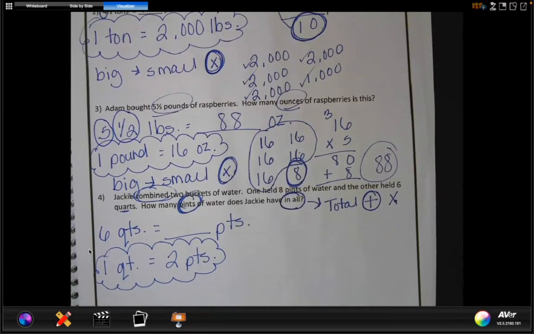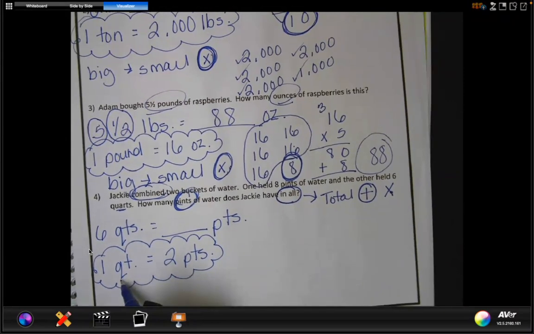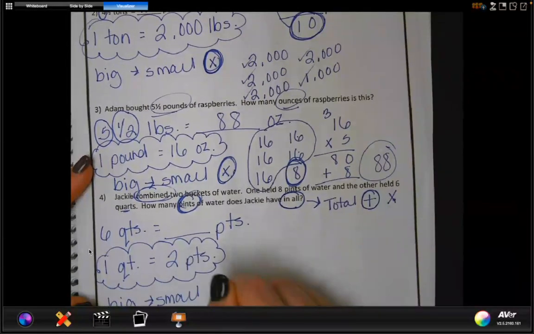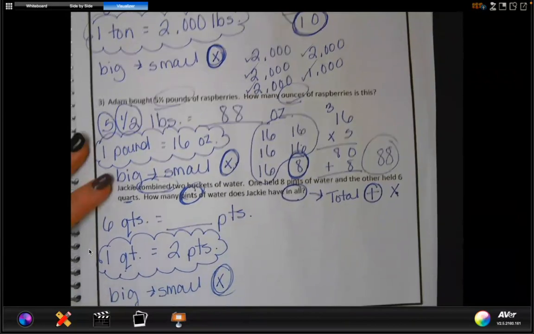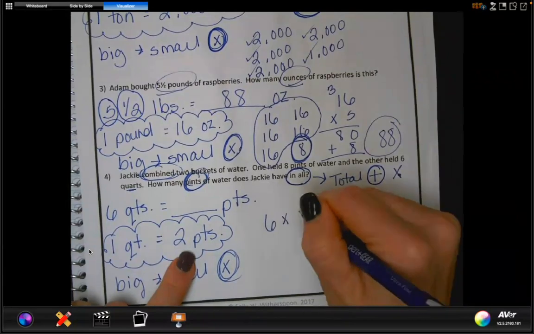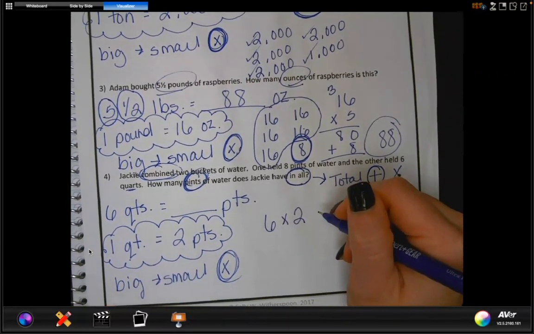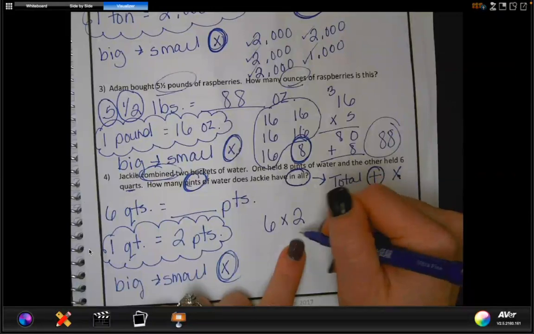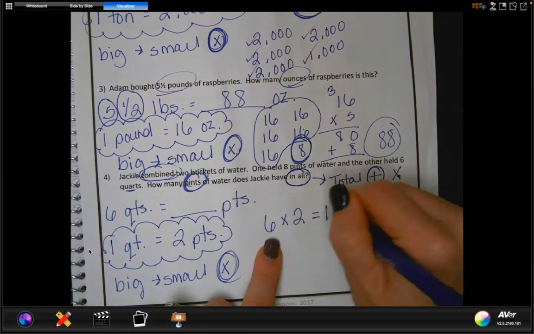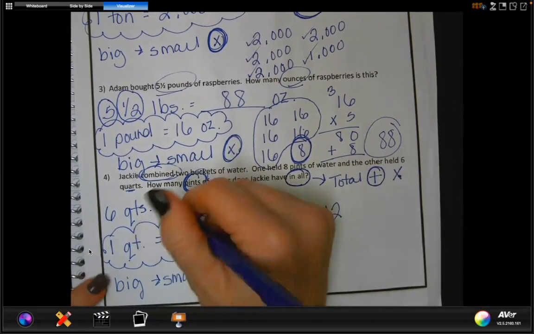Okay. And then from here, are we going big to small or small to big? If it takes 2 pints combined just to make a quart, that means a quart is bigger. So that means we're going big to small, which means we are multiplying. So we've got 6 quarts, and we're going to multiply that by 2 because there's 2 pints in every single quart. So 2 pints is repeating itself 6 times for all 6 quarts. So we know 6 times 2 is 12. So 6 quarts is equal to 12 pints.